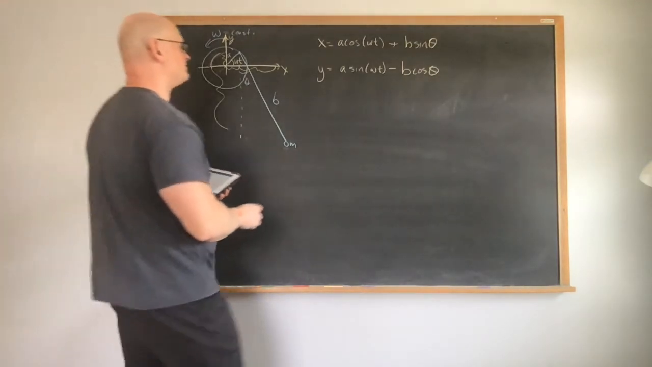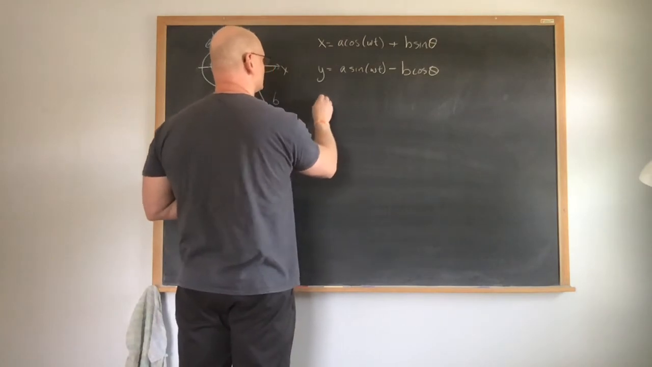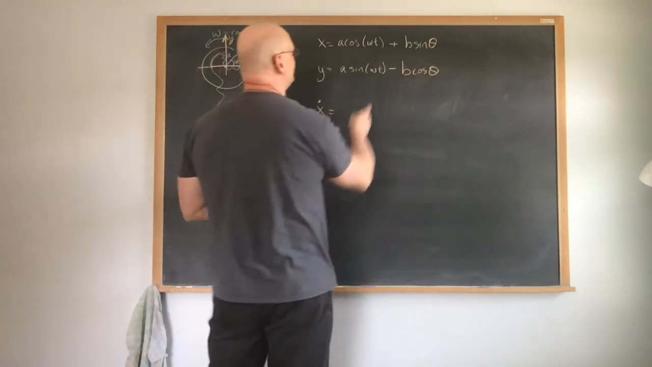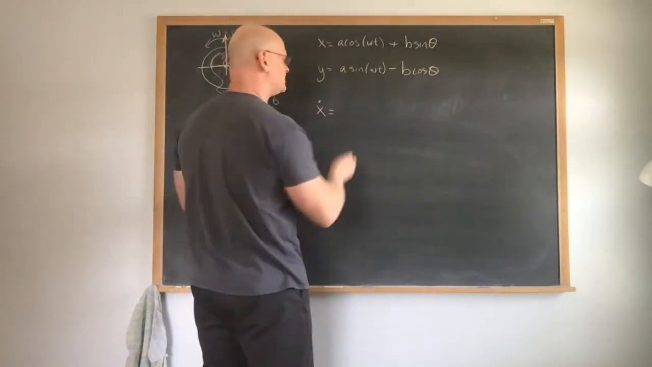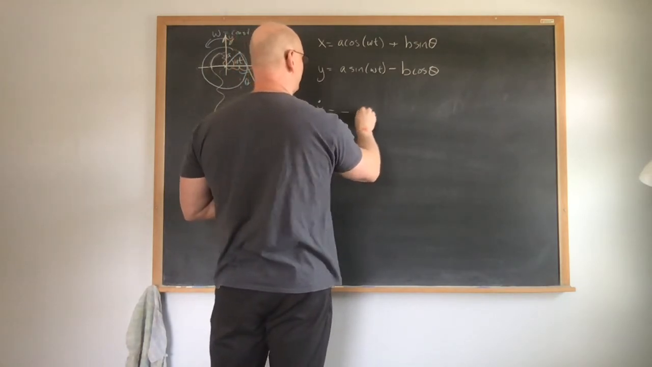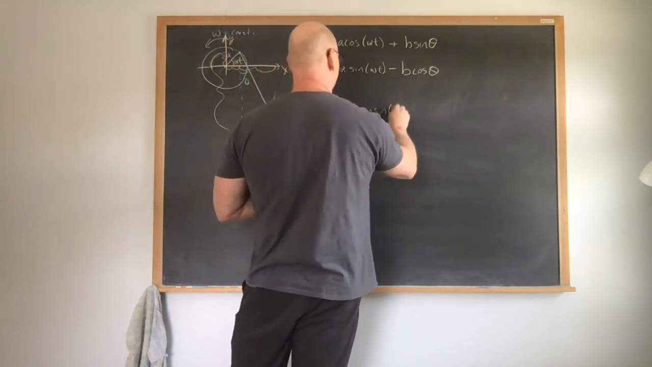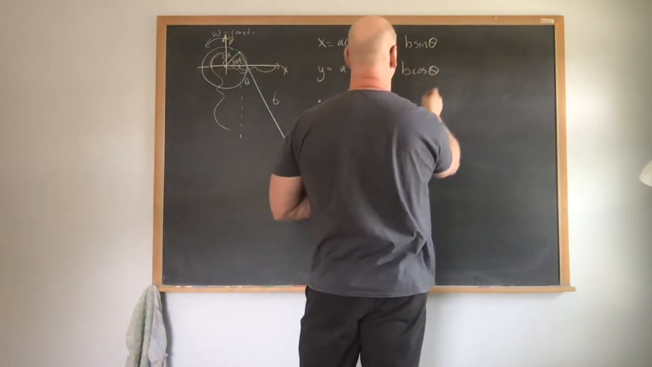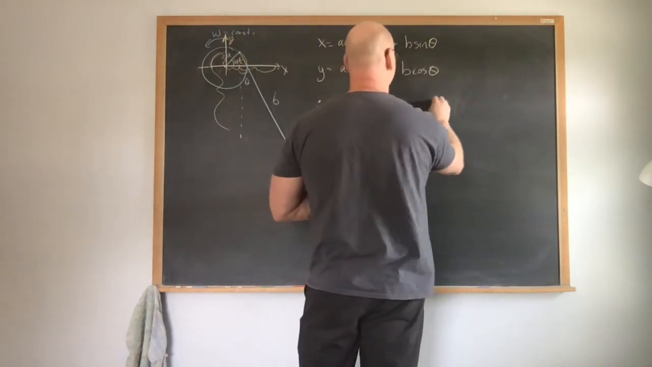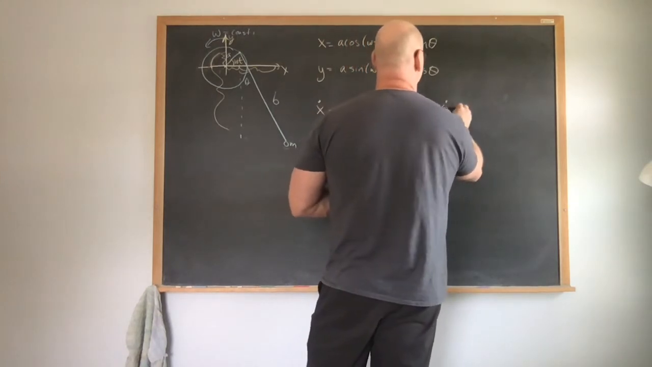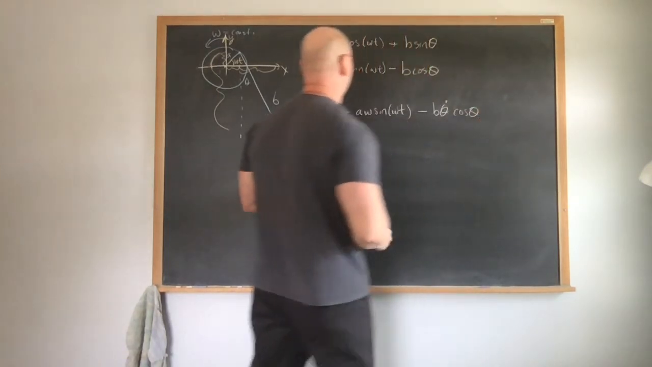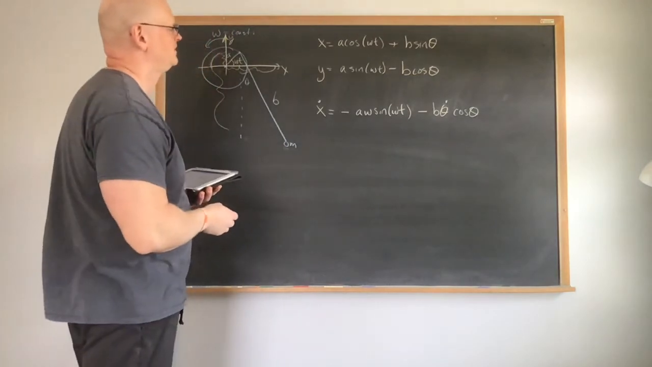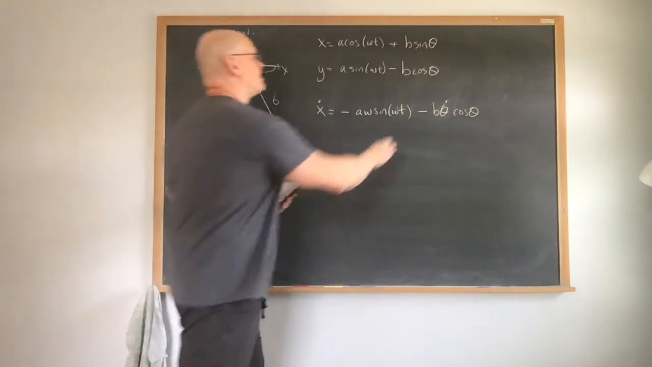So from here we can find the velocities. So take the derivative of these. I get x dot then is equal to, so here I'm going to get a cosine, so it's going to be a negative a omega sine of omega t. Derivative of this guy, b is also a constant, so I'm going to get a minus b times theta dot times cosine of theta. Derivative of sine, sorry, positive. There we go.